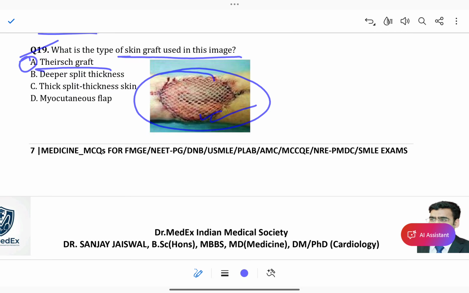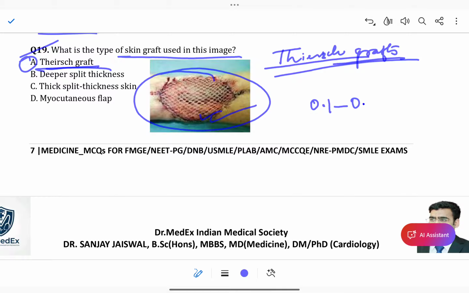So what is a Thiersch graft? Thiersch grafts are the thinnest split thickness skin grafts, typically 0.1 to 0.15 mm thick. This is the typical thickness.